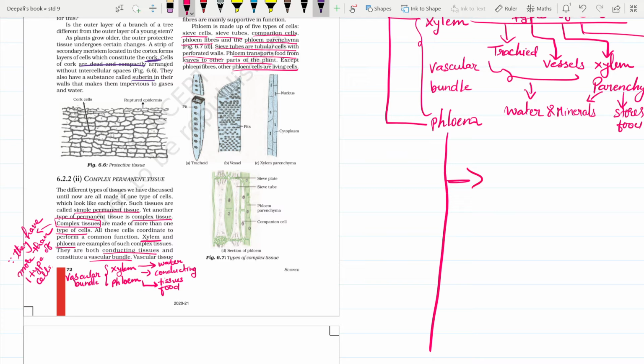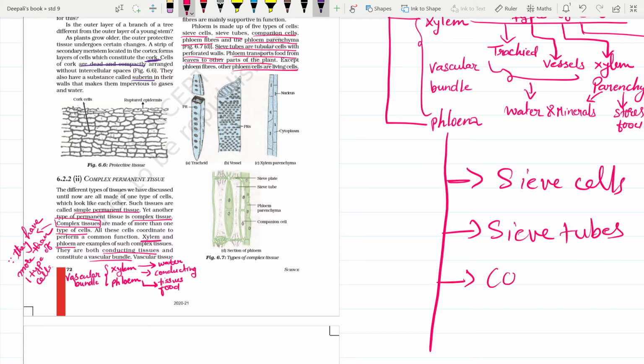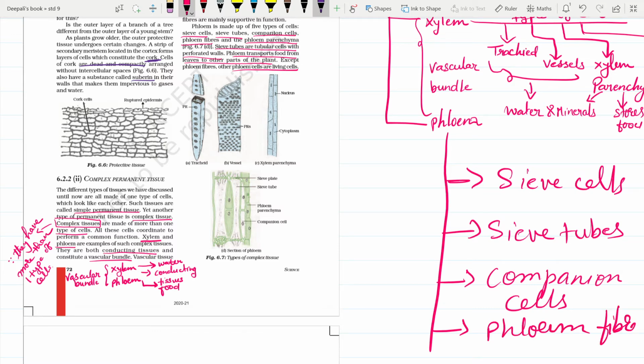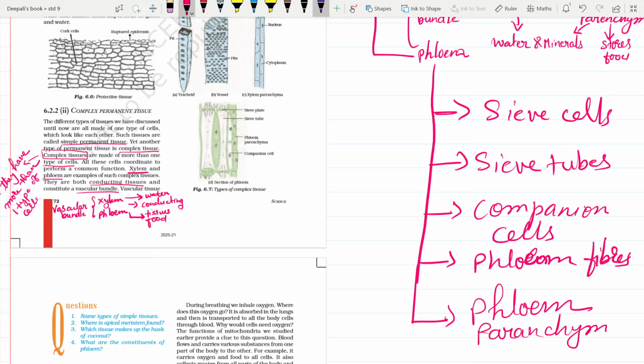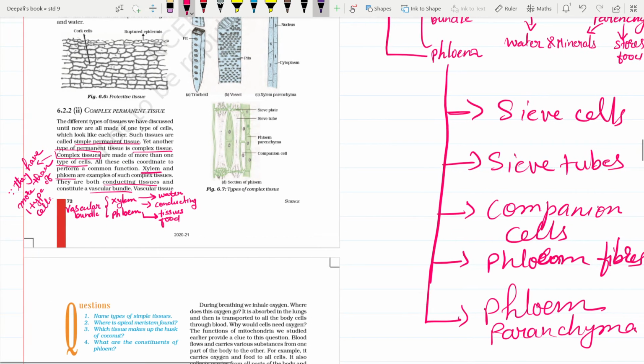That is, it is made up of five types of cells: sieve cells, sieve tubes, companion cells, phloem fibers, and phloem parenchymas. This is what we understand by the phloem tissues.